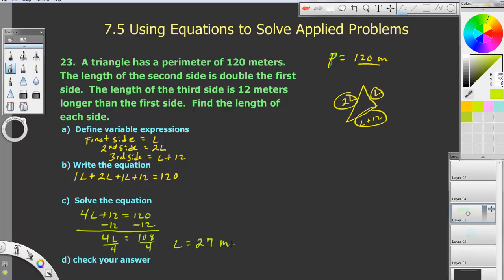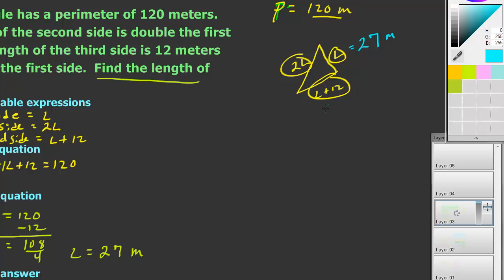That would be meters. But if we look back at what the question asks us, it asks us to find the length of each side. So we need to find the length of each side. Well, if L's 27, that means that if I go to my drawing here, this is 27 meters. This is 27 plus 12 meters, which is 39. So one side's 27, one side's 39, and this would be 2 times L, which is 27, so that'd be 2 times 27, which is 54.